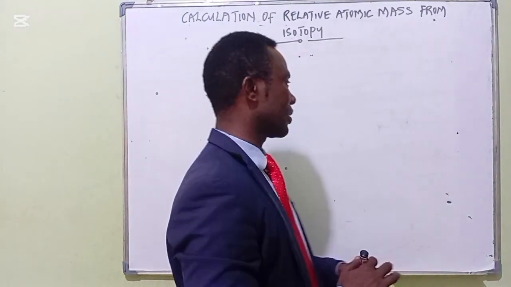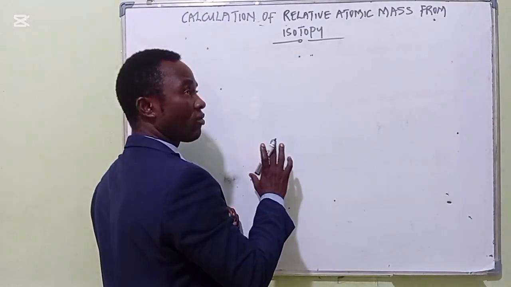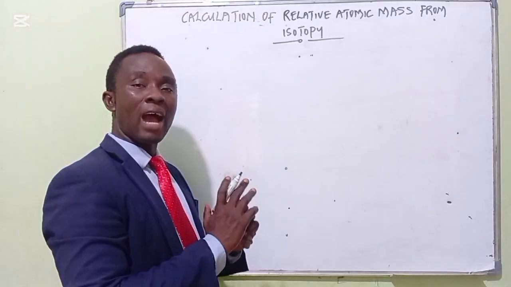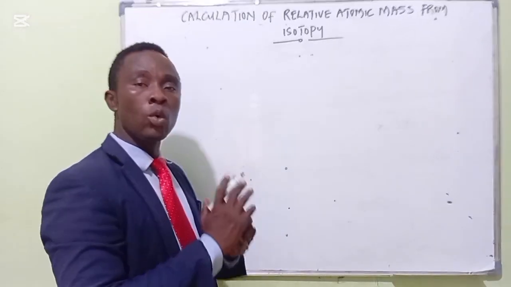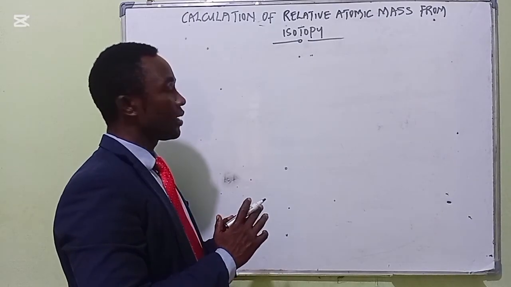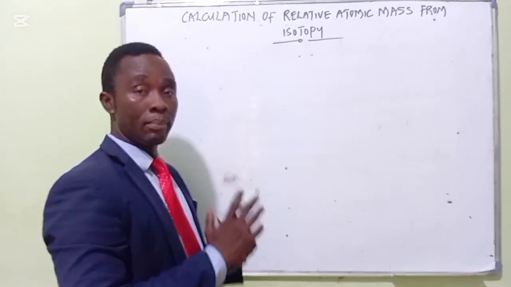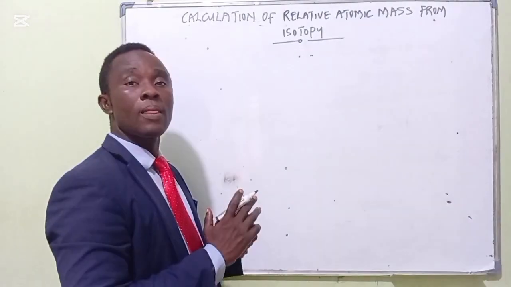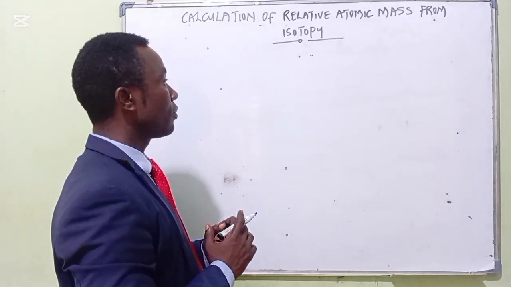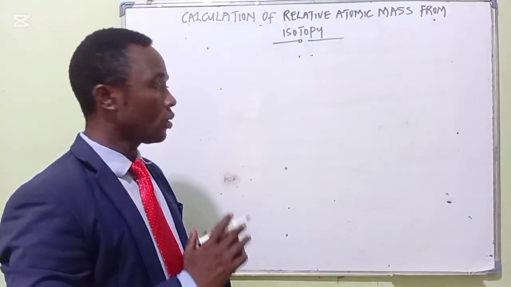Now, there are some elements that have only one isotope. Any element that has one isotope, we have a whole number atomic mass. But once the element has isotopes, that is two and above, the relative atomic mass will most times be a decimal, not a whole number.